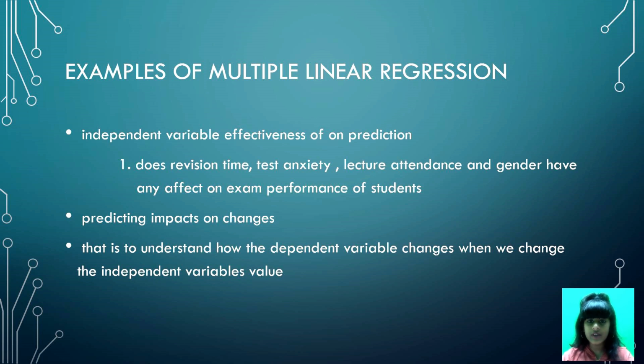That is where in all we are going to use multiple linear regression. First is independent variable effectiveness on prediction. We're going to check the independent variable effectiveness on predictor. Let's take a small example. Does revision time, test anxiety, lecture attendance and gender have any effect on the performance of students? And then the second part where we use multiple linear regression is predicting impacts on changes. That is to understand how the dependent variable changes when we change the independent variable's value.